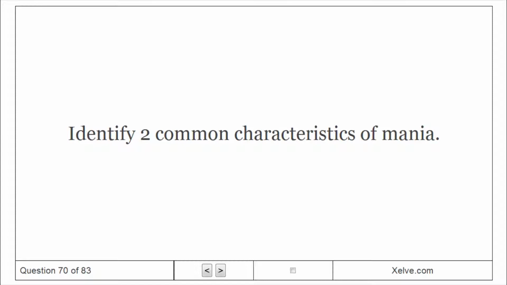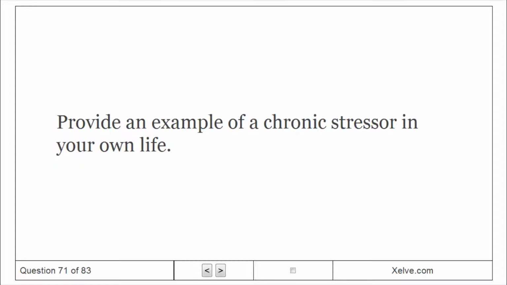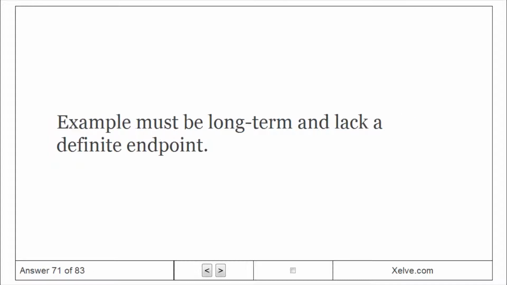Identify two common characteristics of mania. State of euphoria, frenzied energy. Provide an example of a chronic stressor in your own life. Example must be long-term and lack a definite endpoint.